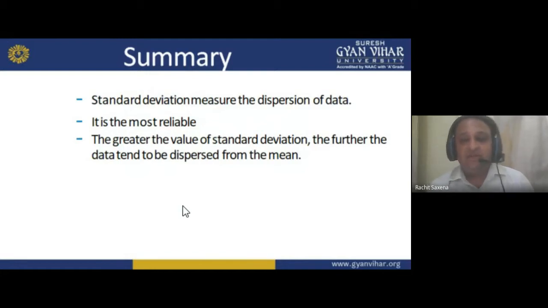The greater the value of standard deviation, the further the data tend to be dispersed from the mean. If I am getting a greater value of standard deviation, that means the data are more scattered, at a high distance from the mean. I hope you understand this.